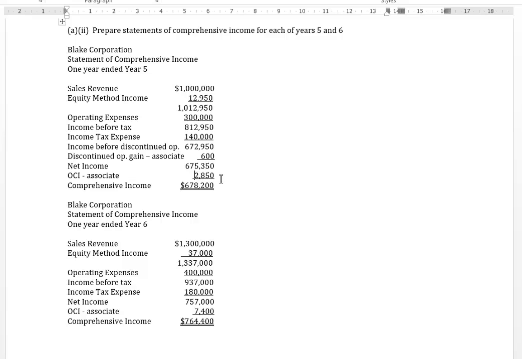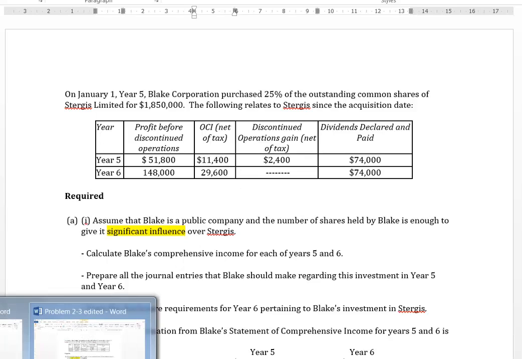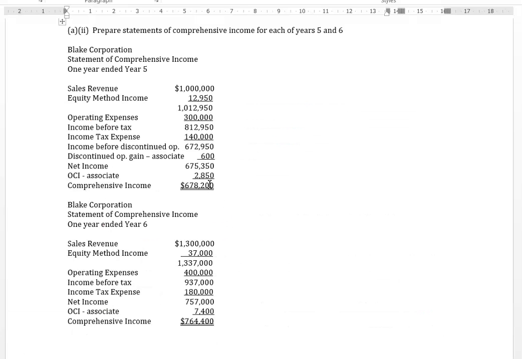And now we've got net income of $675,350, but we also have to add in the OCI, or our share of the OCI that Sturgis booked. Well, our share of the OCI was $2,850. Again, you'll remember in the question that was the OCI. So 1/4 or 25% of that is $2,850. So again, we're taking our share of that onto our income statement to show comprehensive income for Blake of $678,200.